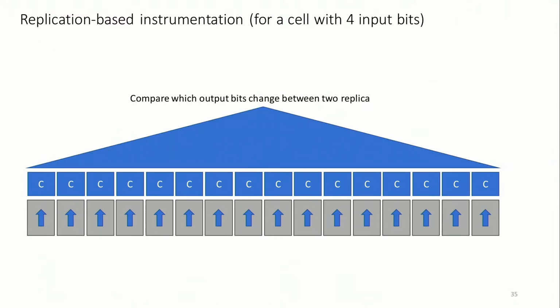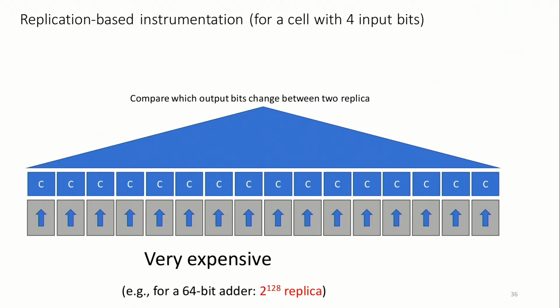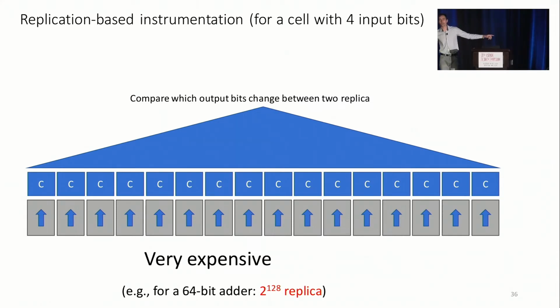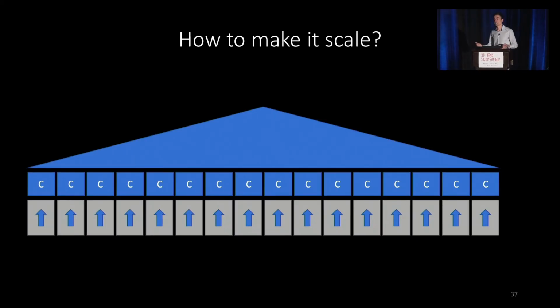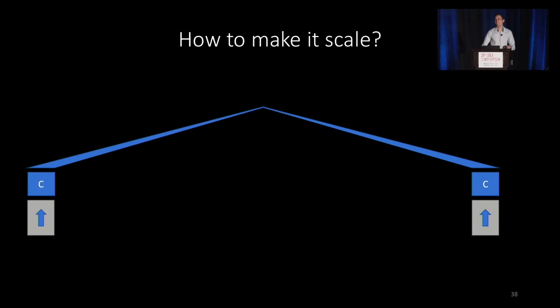In the end, we also compare the outputs. The idea is to know which output is actually tainted and which was not changed in any of these replicas. You may see the problem. Imagine you have just one 64-bit adder. This is quite common. You need 2 to the power 128 replicas of it. Imagine that this is completely unrealistic. Now the question is, how do we get rid of this exponential dependency? We have a certain number of inputs, and if there are many, then we have too many replicas. How do we make it a constant number? I will show you how to do only 1 or 2 copies, 1 or 2 combinations if you prefer.